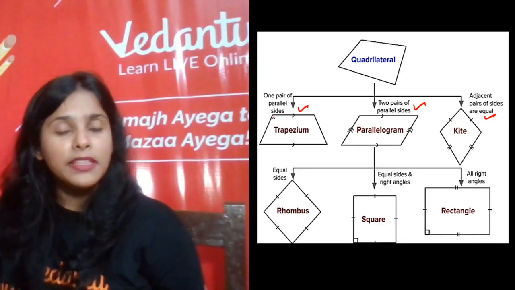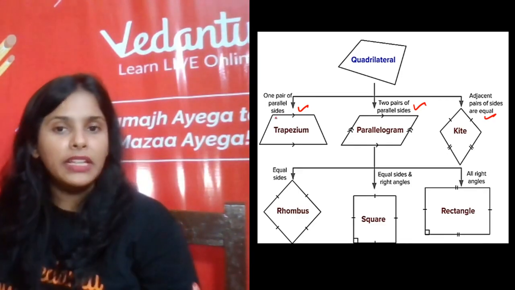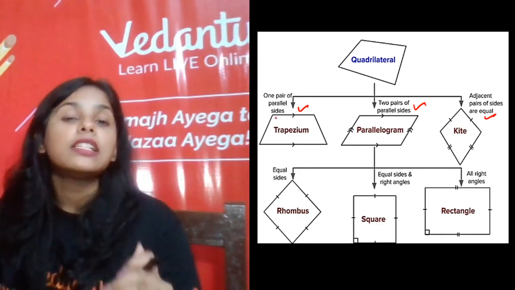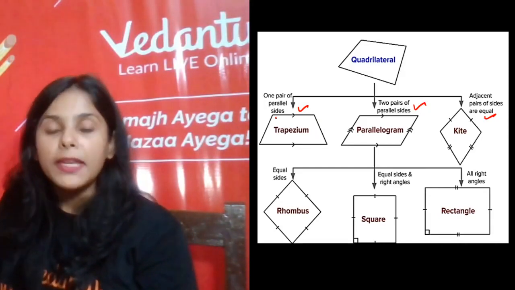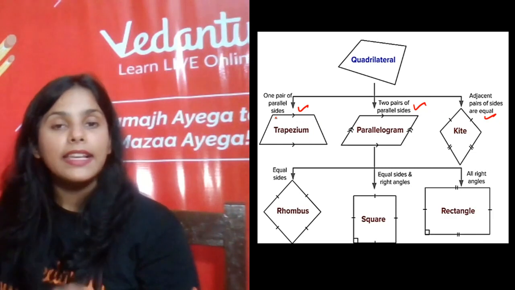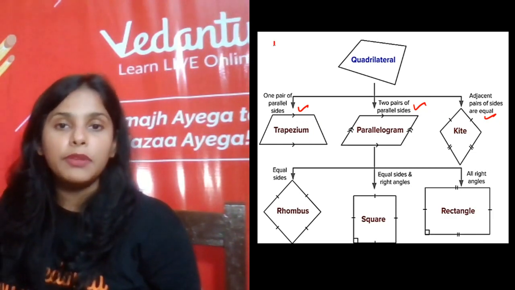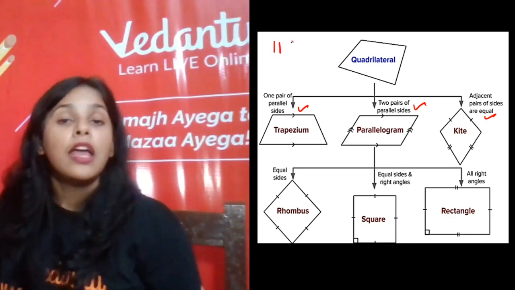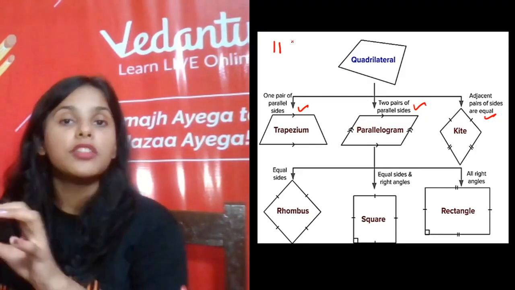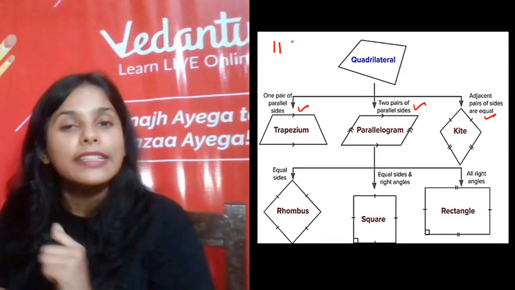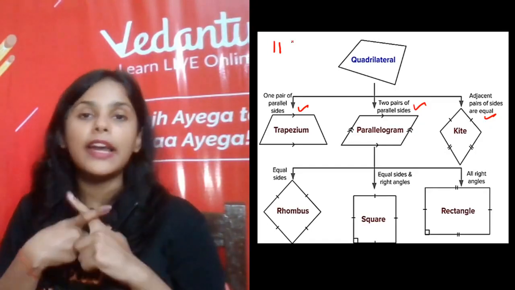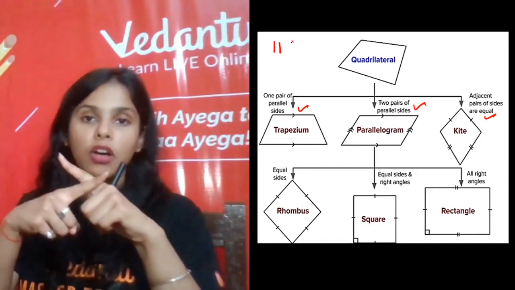So in a trapezium we have the property that opposite sides are parallel to each other. What do we mean by parallel sides? First of all, tell me what do we mean by parallel lines? Parallel lines are those lines which never ever meet each other or never ever intersect each other. They never cross each other.